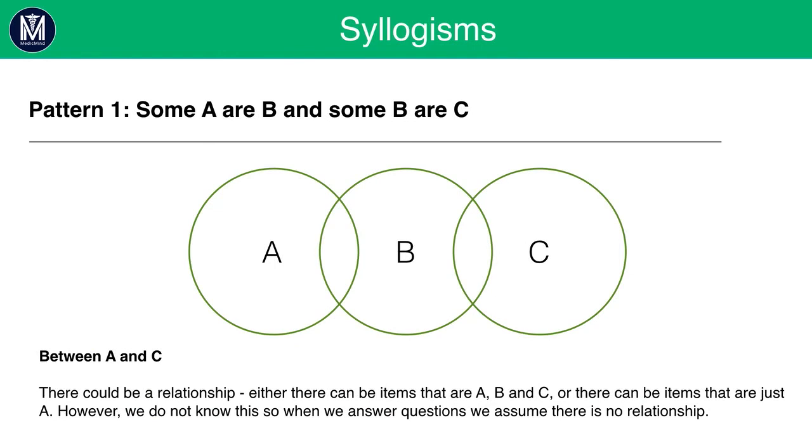Now this slide is just confirming that point. There could be a relationship. Either there can be items A, B and C, or there can be items that are just A. But we don't know this, so when we answer the question, we should assume there is no relationship.